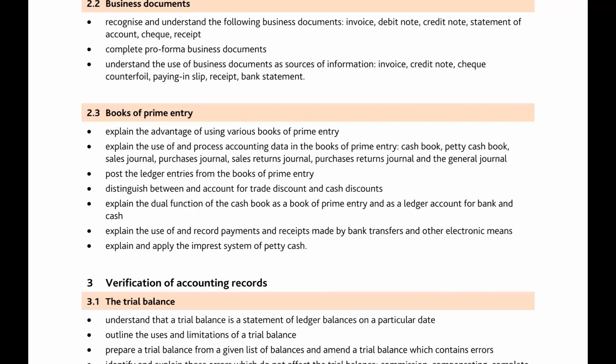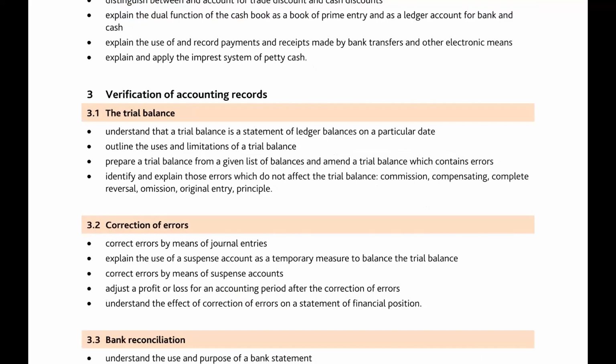Then we show you how to post the ledger entries from the books of prime entry. Then how to distinguish between and account for trade discounts and cash discounts. You should be able during this time to explain the use of and record payments and receipts that are made by bank transfers and other electronic means. When we're done with that, then we'll verify the accounting records.